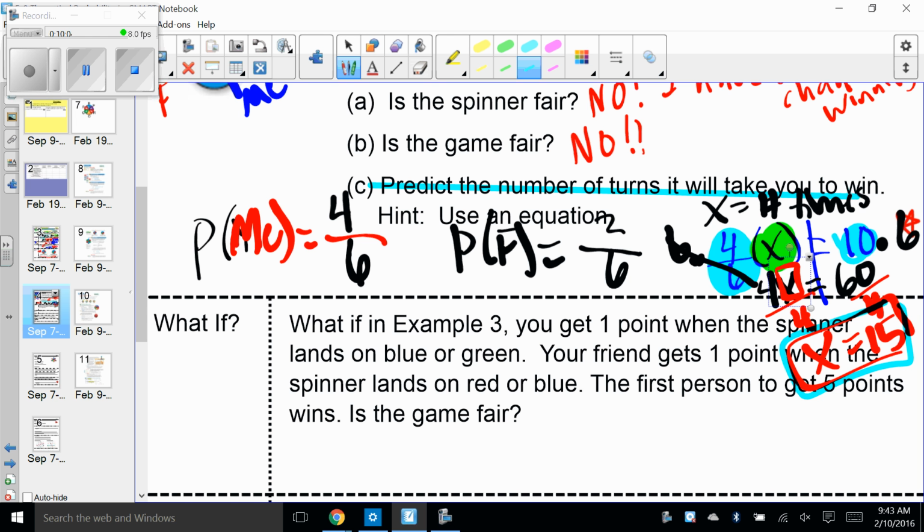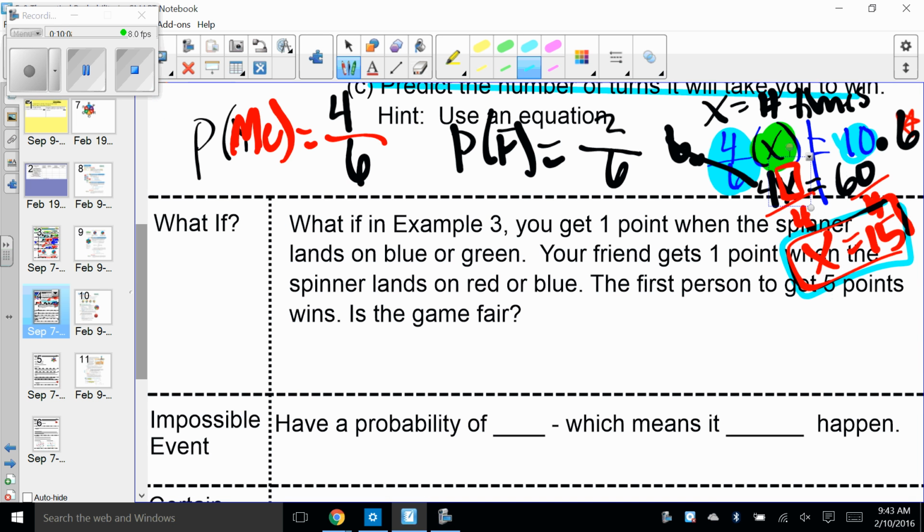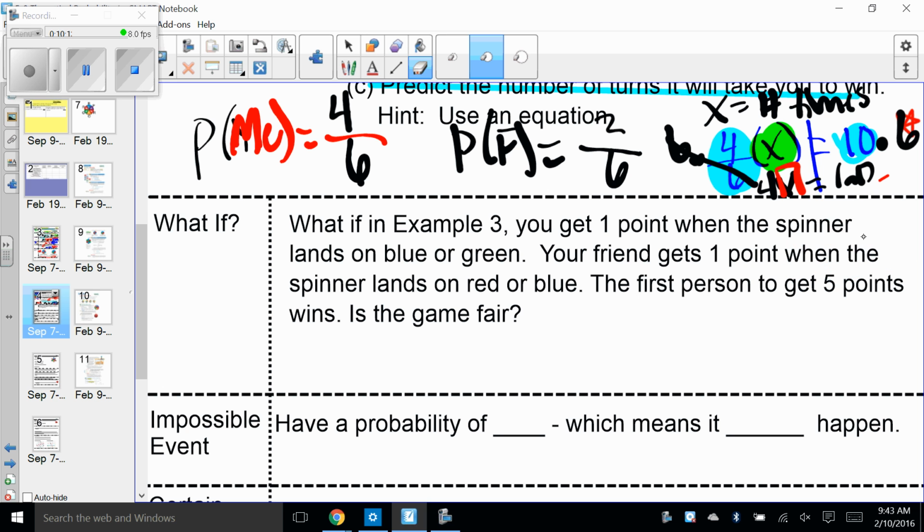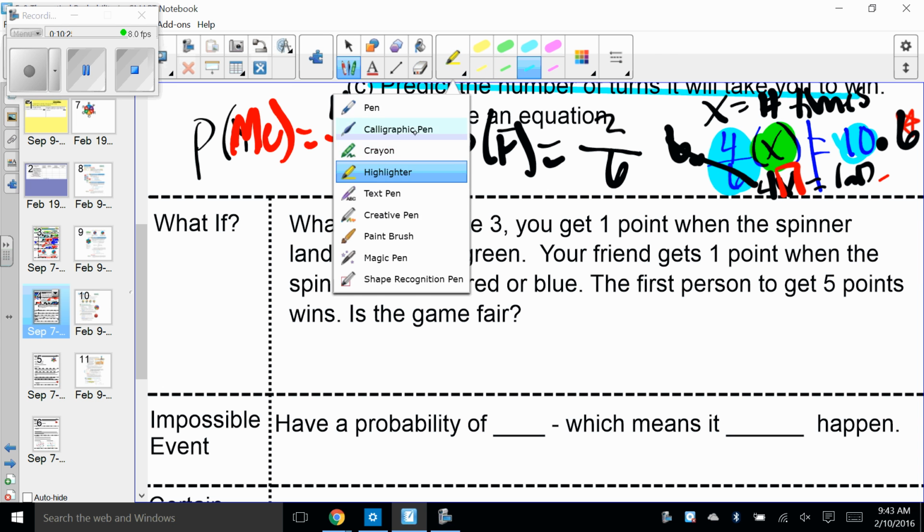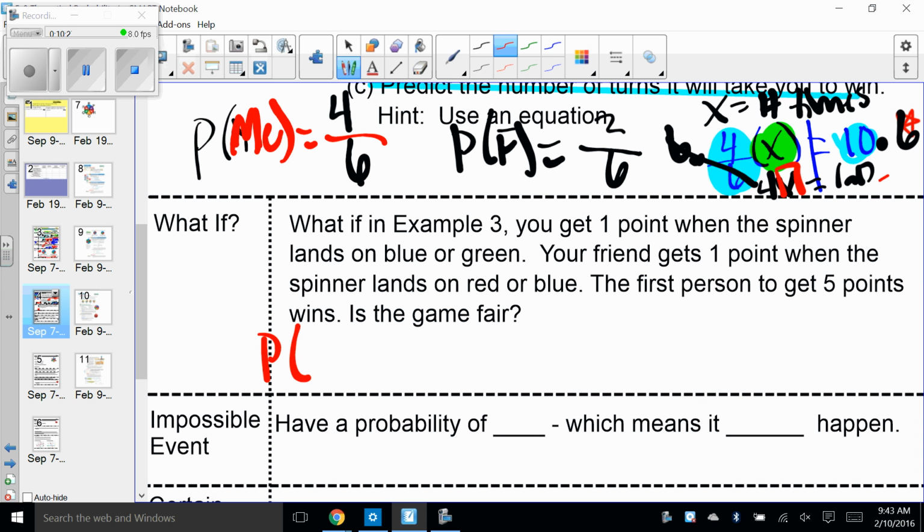Okay, so moving on. What if? In the what if box, what if in example 3 you get 1 point when the spinner lands on blue or green? Your friend gets 1 point when the spinner lands on red or blue. The first person to 5 points wins. Is this game fair?